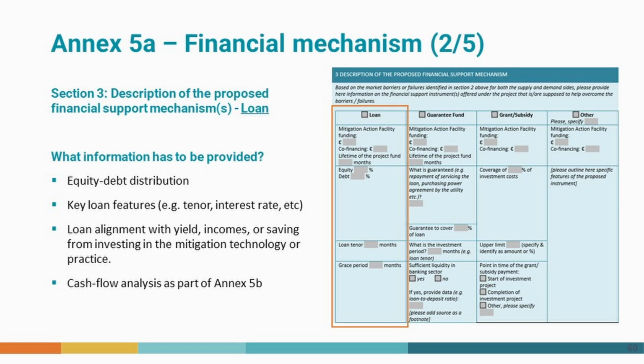In the case of loans, you are also required to indicate how the financing conditions align with the yield, incomes, or saving from investing in the mitigation technology or practice. For example, when is the investment taking place? When should the investment be paid back? Or when are the revenues to be received? This alignment can be supported by a cash flow analysis as part of Annex 5B, which will be covered in more detail later.